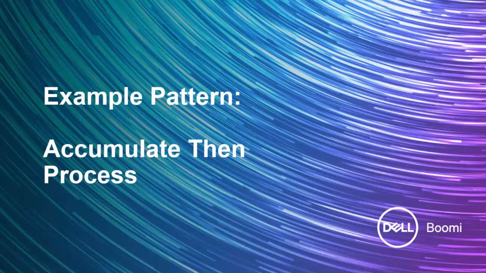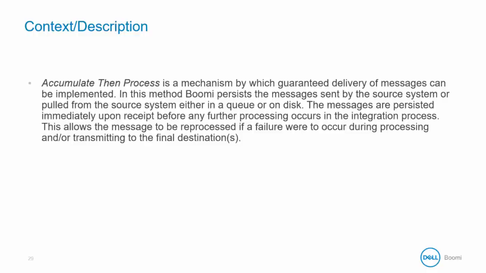The last pattern in this module is accumulate, then process, also known as queuing. Accumulate, then process is a mechanism by which guaranteed delivery of messages can be implemented. In this method, Boomi persists the messages sent by the source system or pulled from the source system either in a queue or on disk.